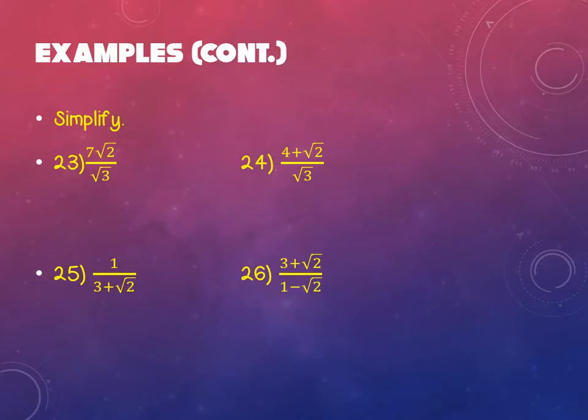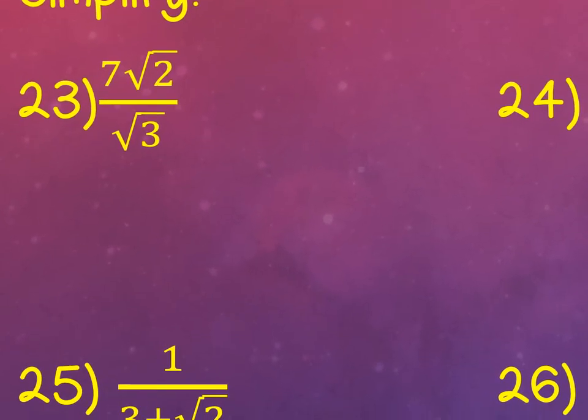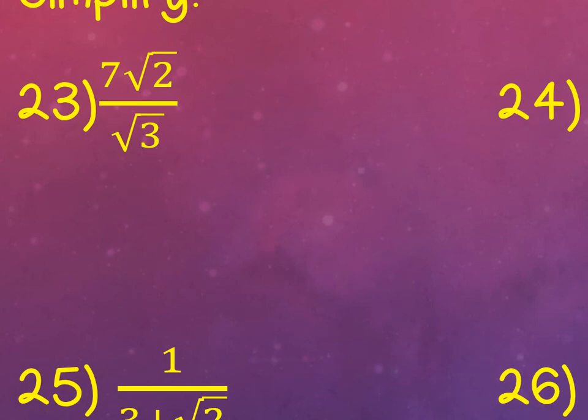All right, let's work out some examples. So what do I do with 23? What do I multiply both the top and the bottom by? Square root 3. Good. So root 3 over root 3.